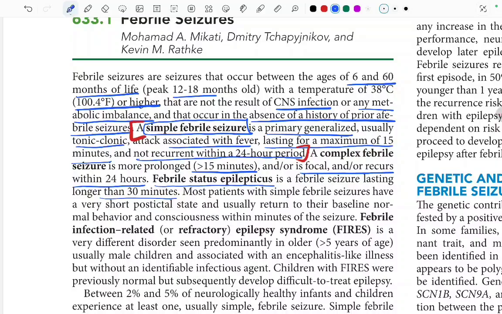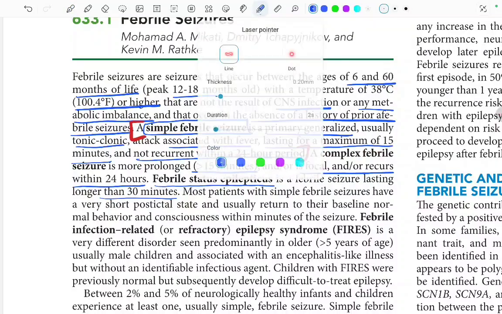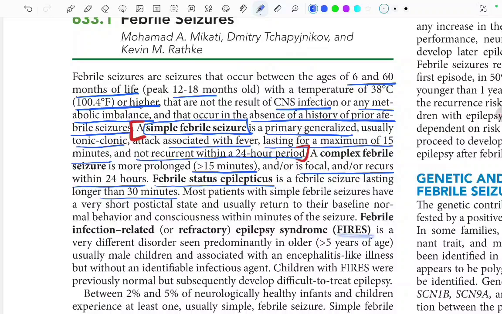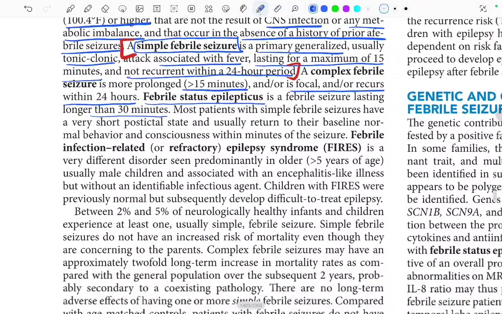Febrile infection-related epilepsy syndrome, that is FIRES, is a very different disorder seen predominantly in older children, more than 5 years of age, usually male children. It is associated with an encephalitis-like illness but without an identifiable infectious agent. Children with FIRES were previously normal but subsequently developed difficult-to-treat epilepsy.